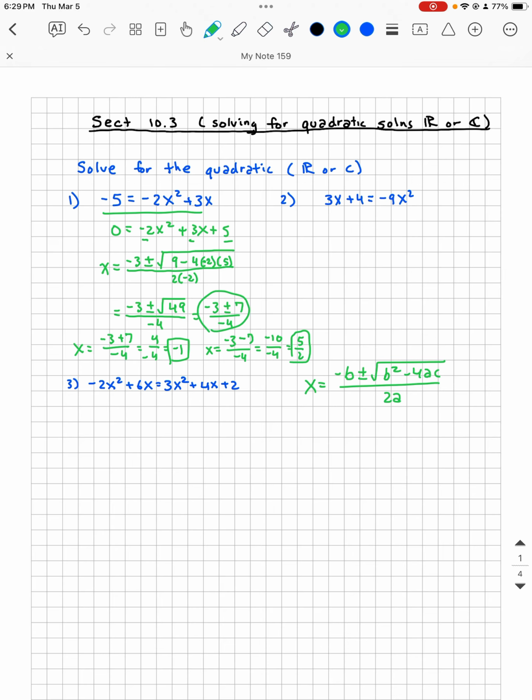Sometimes it's okay to leave your answers like this. That really depends on the teacher. But for me, if you can go further, go ahead and go further.